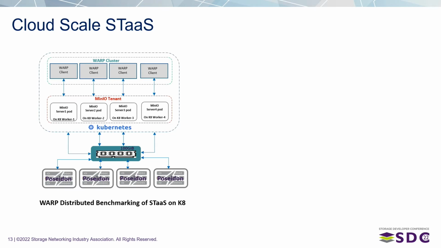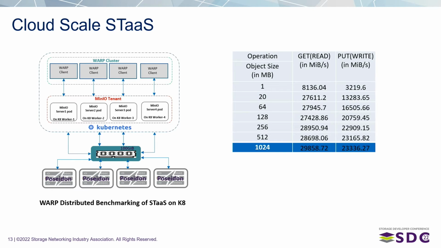Since this Kubernetes setup consumes similar hardware and similar resources as the standalone setup we saw earlier, we are expecting similar performance numbers, maybe slightly lesser considering the Kubernetes overhead. So these are the numbers that we obtained with our WARP benchmark. The maximum numbers that we obtained for the read path are 29 gigabytes, and for the write path are 23 gigabytes.